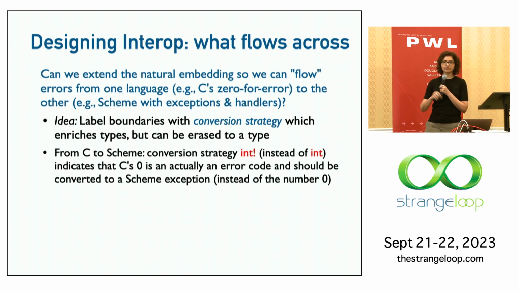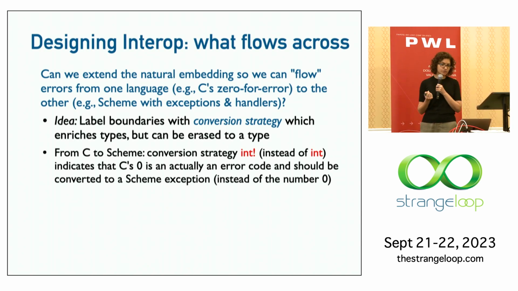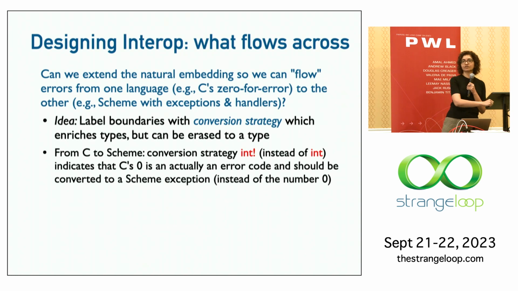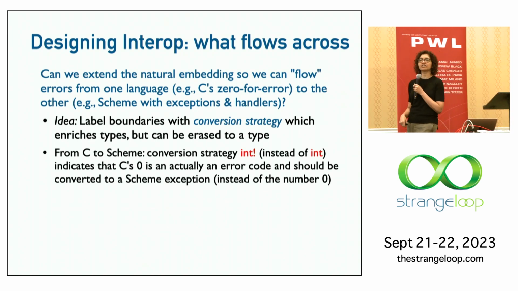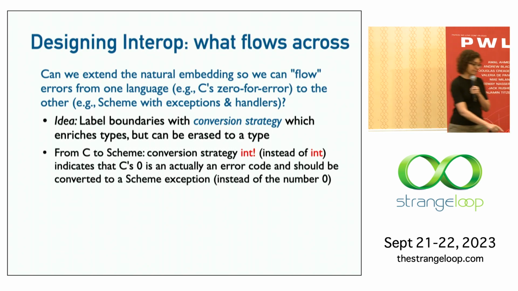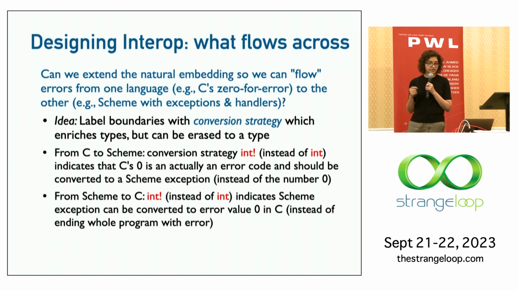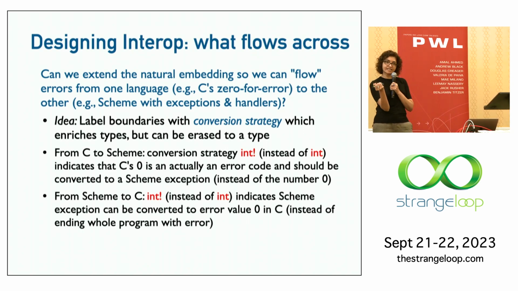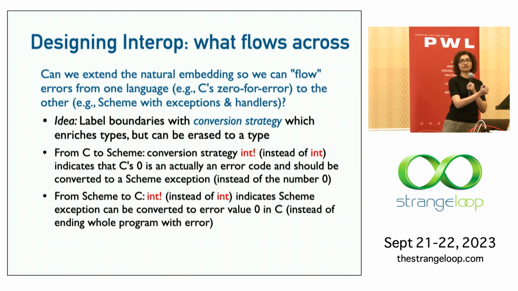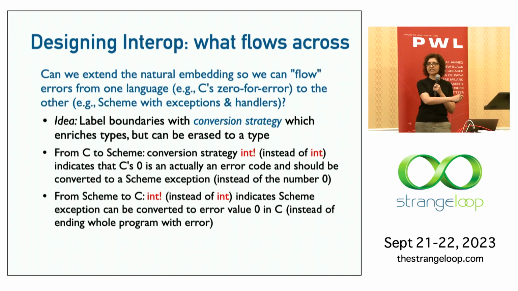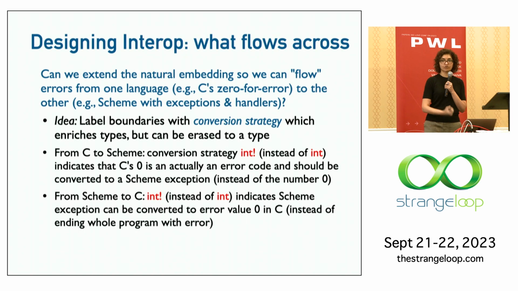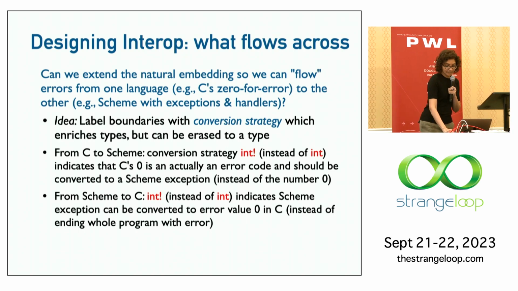And basically what happens when you're converting from C to Scheme, and you see an int bang, you know that if you see a 0, you have to convert it over and throw an exception on the Scheme side to tell Scheme that it has something to handle. All right? Otherwise, you just convert it to the number 0. Okay? And vice versa, when you convert from Scheme to C, if you're looking at a Scheme exception, then you're going to convert it over to a 0 on the C side to indicate to C that, hey, this is an error. So go handle it. Okay?